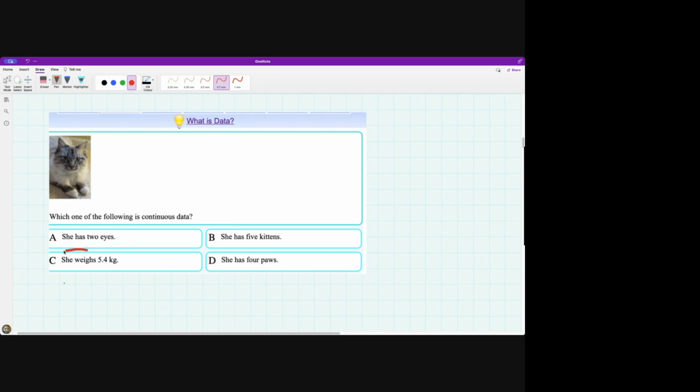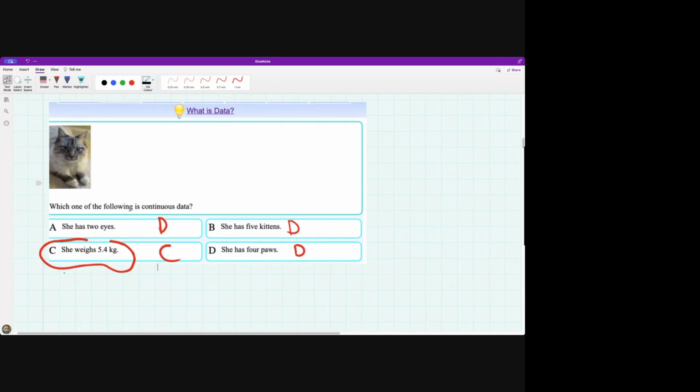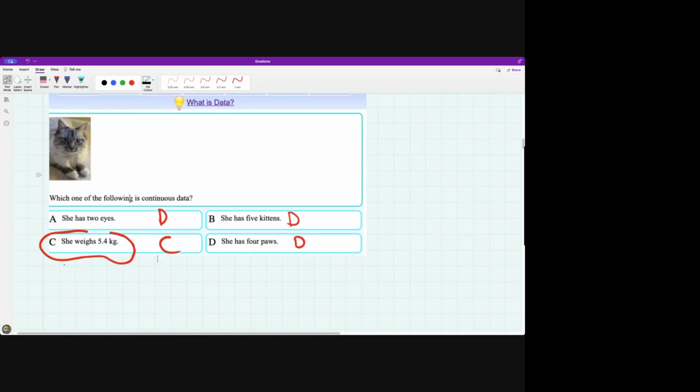This is going to be the continuous data because she weighs that. These are all discrete quantities. So I'll put D, D, D, and this is a continuous data item. So all we're doing at the moment is getting used to the language of data so that when we talk about data, we all speak the same language. And so you've learned two fancy new words today, discrete data and continuous data.